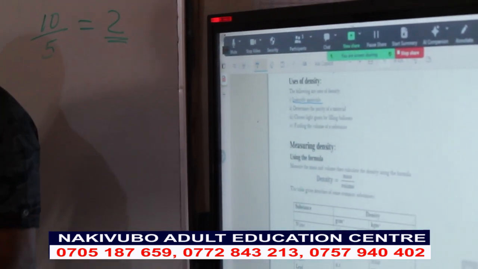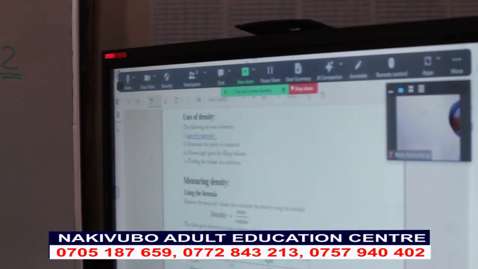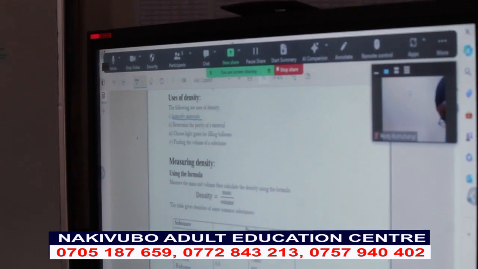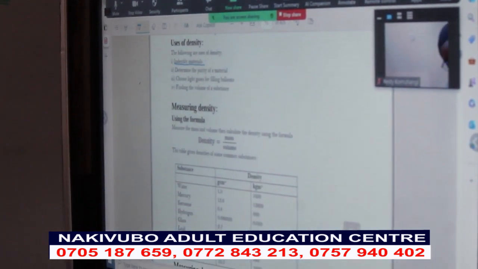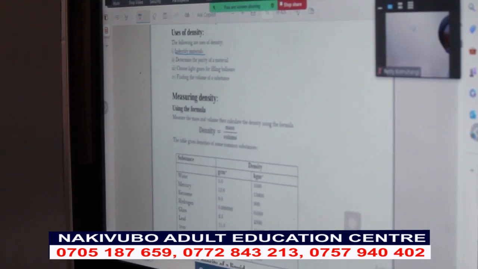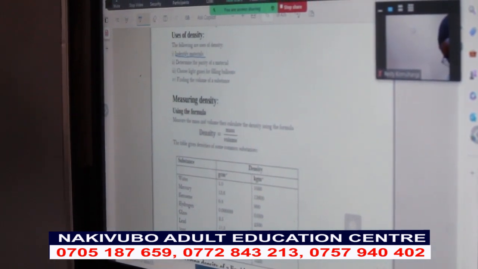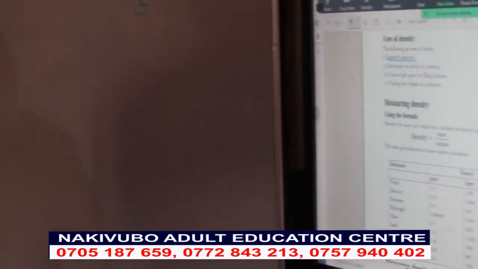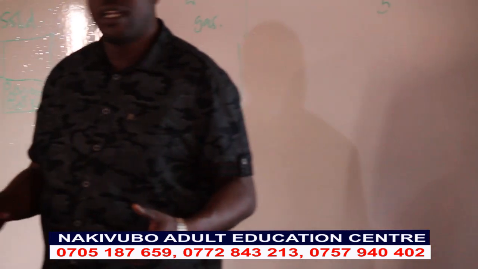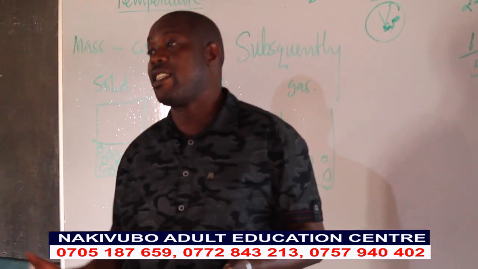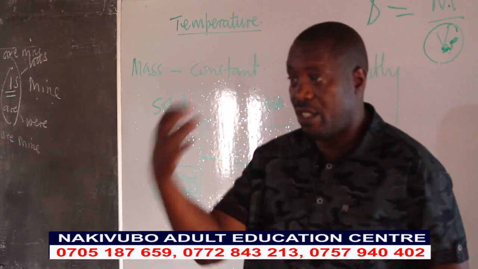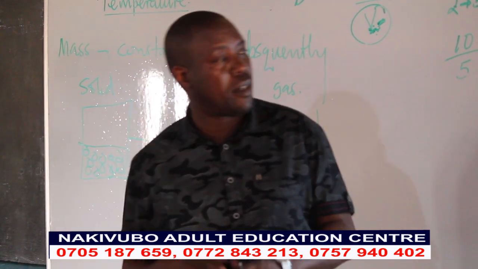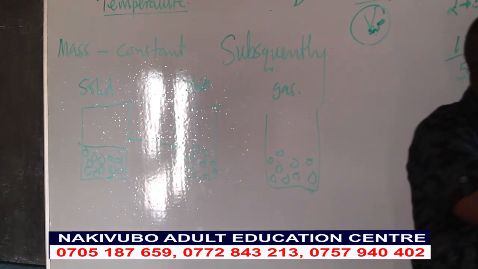Density is used to identify materials. Is that clear? If you want to know whether a substance is, for instance, if they give you a liquid and you need to know whether it is water, what do you do? You find the density, because the density of water is known. So if you find that its density is that one, then you conclude it is the material you're talking about. So we can use it to identify materials.